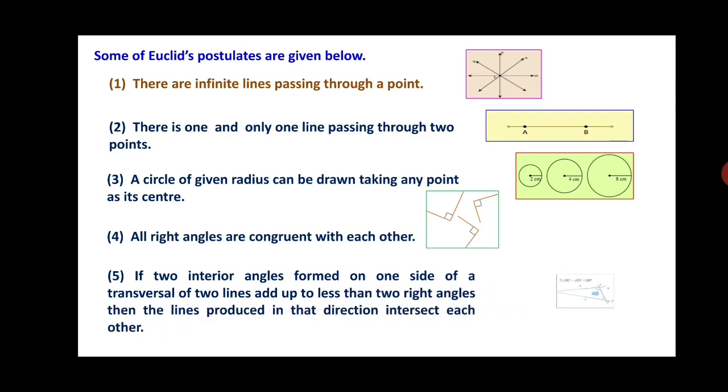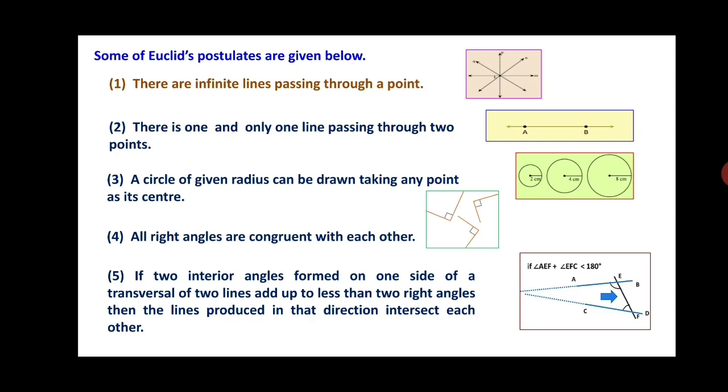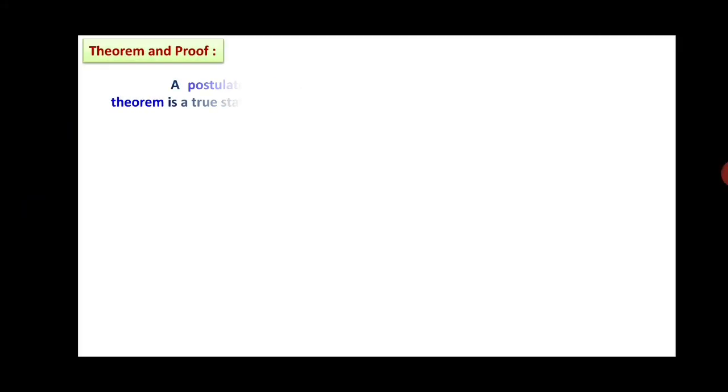See the figure. Here this angle AEF and angle EFC are less than 180. Means if you extend it, they are certainly intersecting. So these are the 5 postulates that have been stated by Euclid. Next we will see theorem and proof.